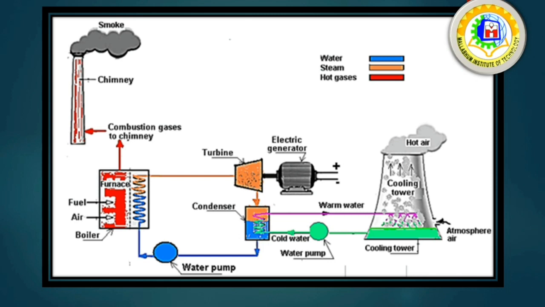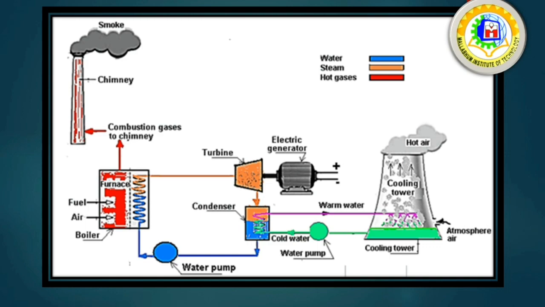that consists of thermodynamic devices like a cooling tower, boiler, turbine, condenser, and water pump. All of these work according to the steady flow energy equation.